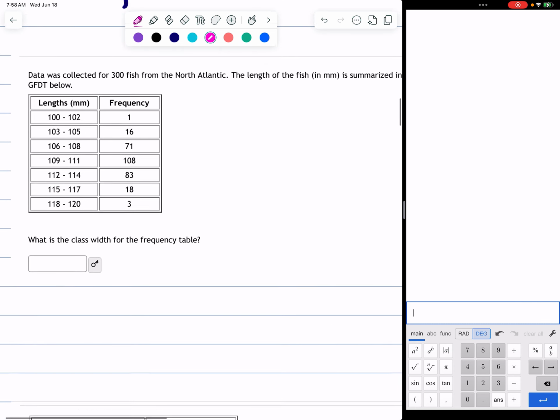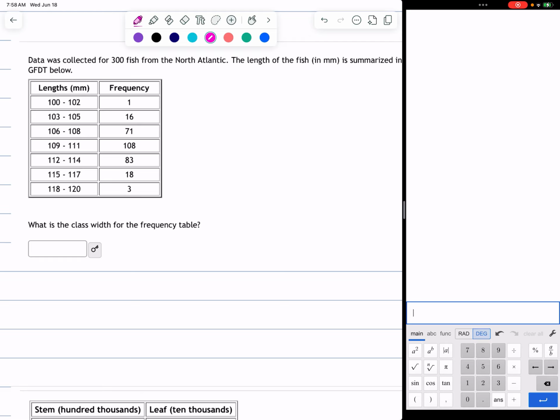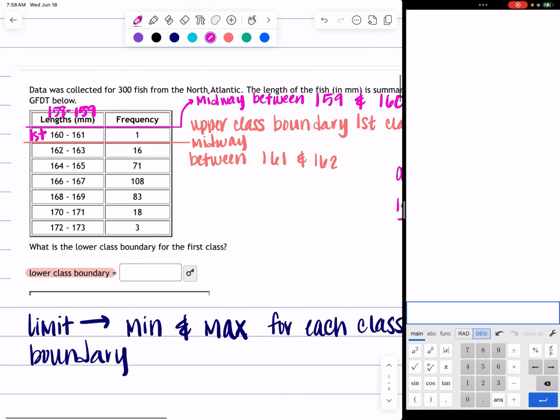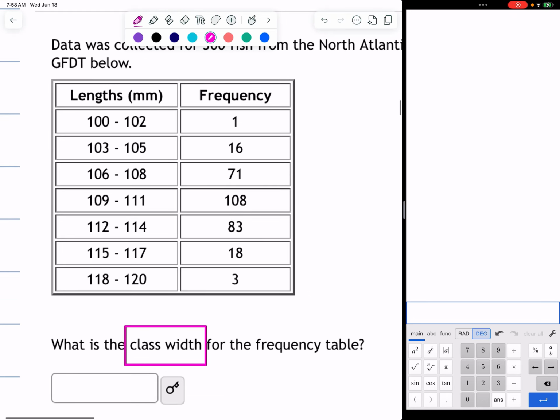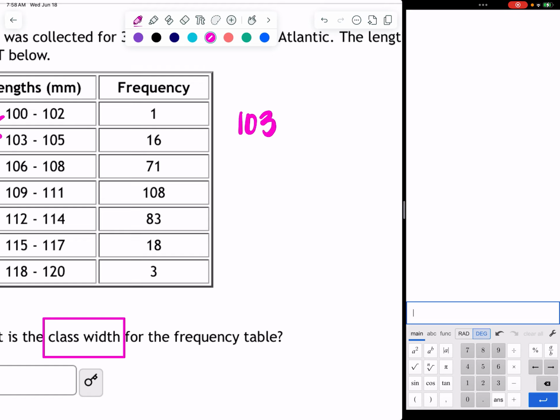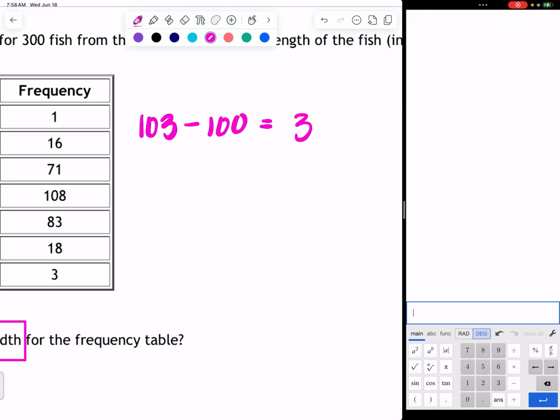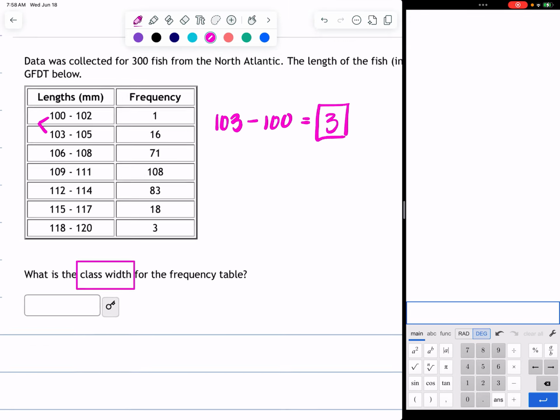This time, we have the same table about fish. Different numbers, same idea. This time, we're looking for class width. Y'all don't think too hard on this one. The class width is the distance from one lower limit to the next lower limit. So this would be 103 minus 100. So your class width is 3.